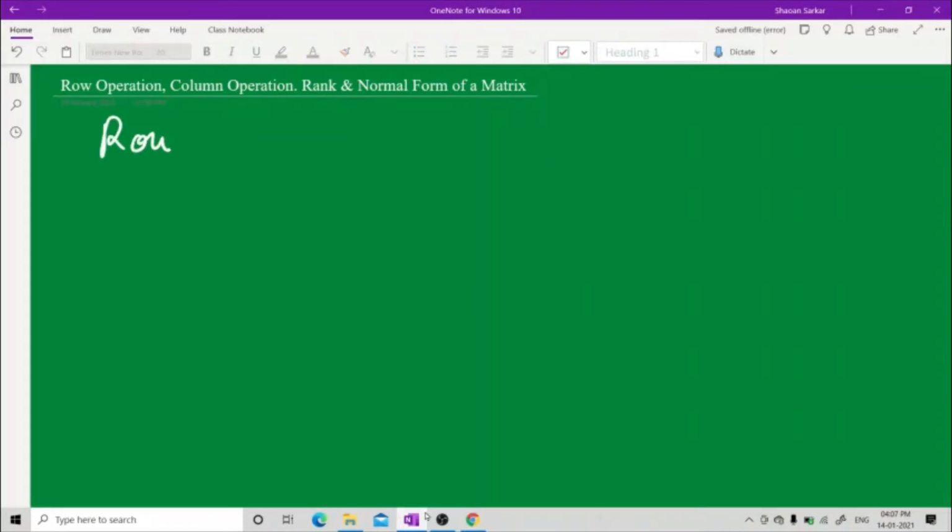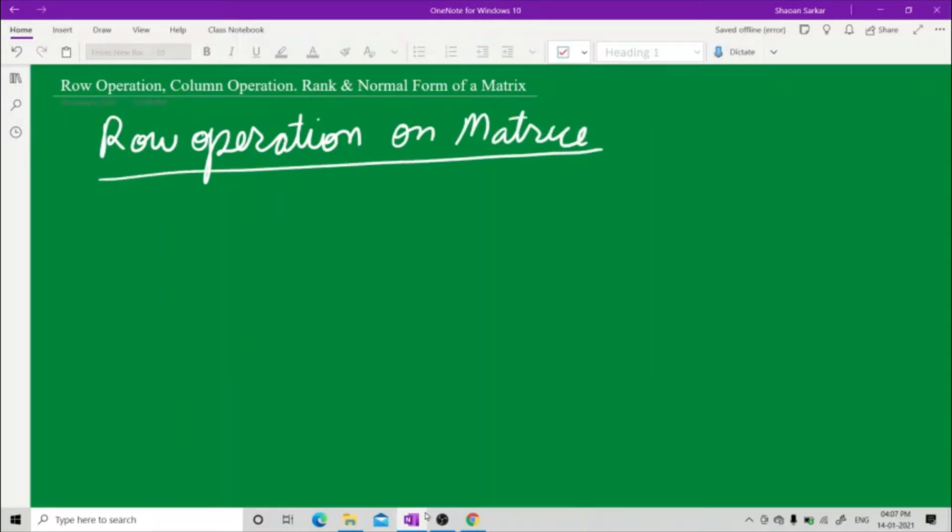Row operations on matrices. Now first I'll explain this. I think I explained it earlier also, but still: Ri is replaced with Rj. That means the ith row is replaced with the jth row.